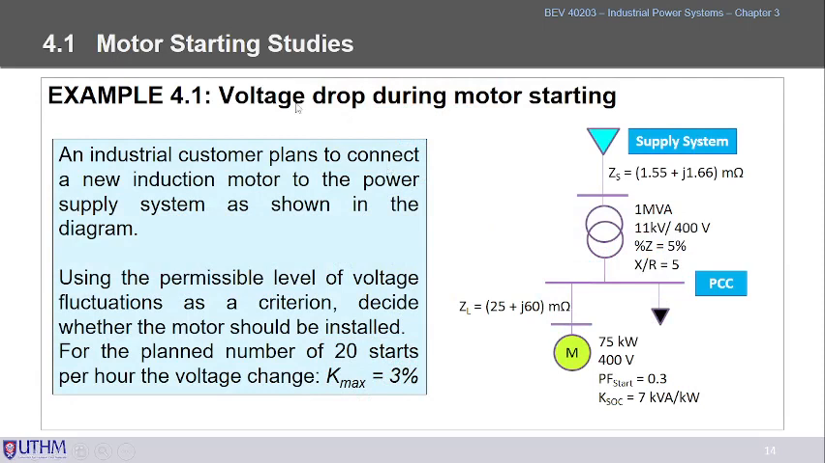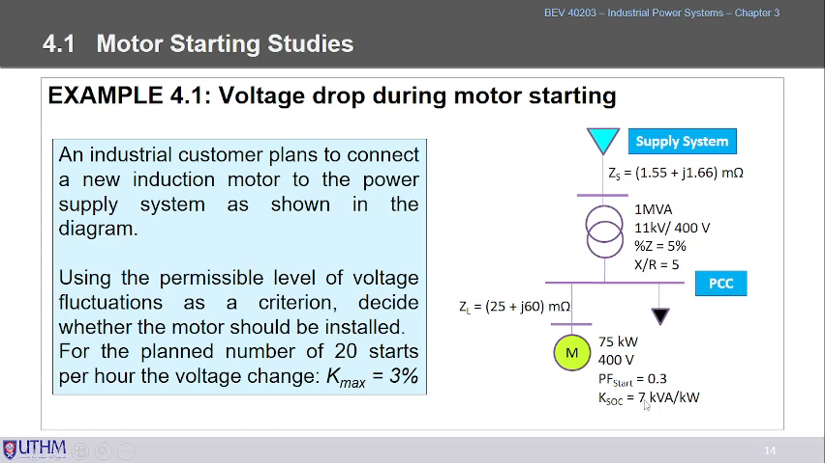So there is one simple example here. We try to understand the voltage drop during the motor start. Here we have the supply. We supply a motor of 75 kilowatts at 400 volts. Okay, so the power factor during starting is 0.3, and the KSOC is the coefficient, the constant during the starting. That means how much apparent power it requires during the starting.